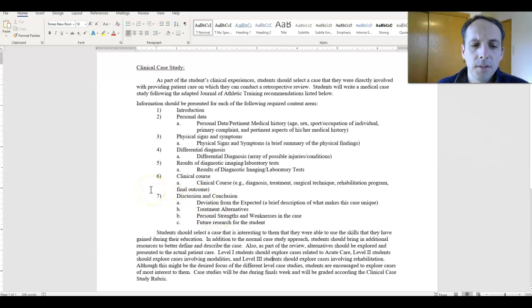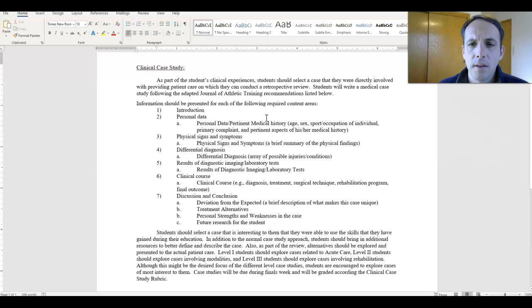So from there, once you've selected your case, you're going to write up a case study, and we're going to use an adapted Journal of Athletic Training recommendations. You should always write case studies according to the author's guide, and so you can use this as your author's guide for that. There are just a few differences with this for being an assignment compared to just the normal Journal of Athletic Training. But all of these are described in more detail in the reading, so I'm just going to introduce them here. The first one is an introduction.